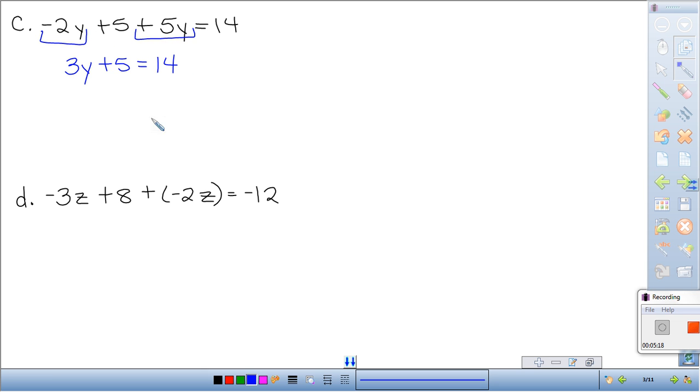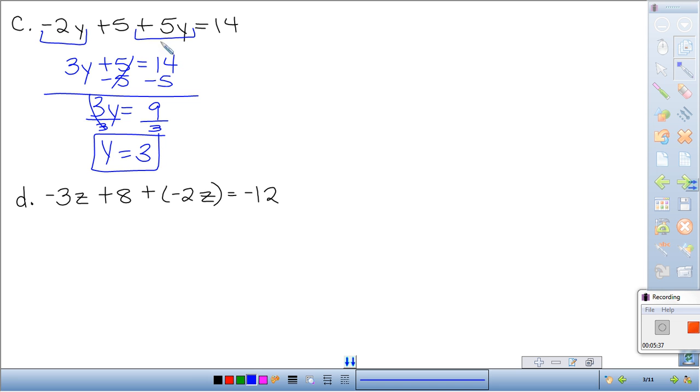And now it just becomes a two-step problem. The opposite of adding is to subtract. Bring down your 3y, bring down your equals. 14 minus 5 is 9. And the opposite of multiplying is to divide both sides by 3. So y equals 3. You can again, of course, check by plugging in 3 for y.